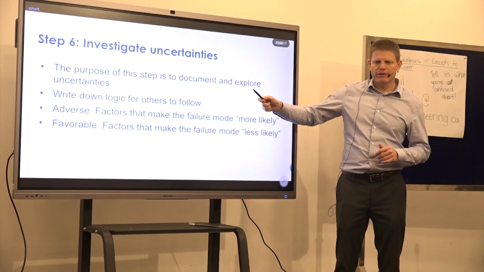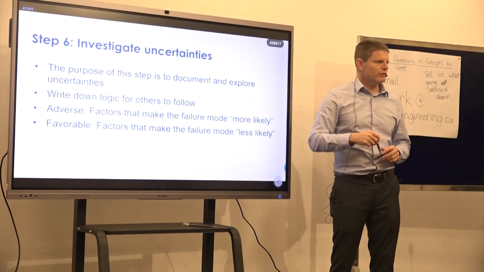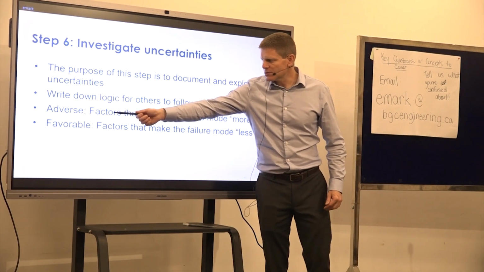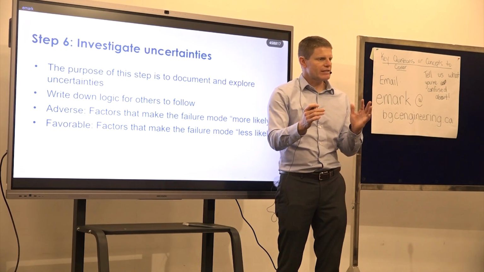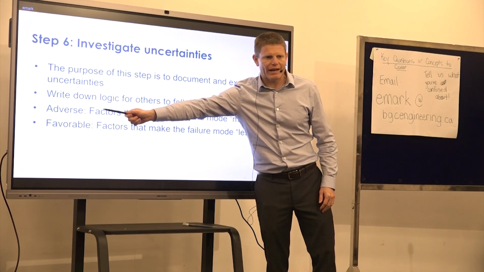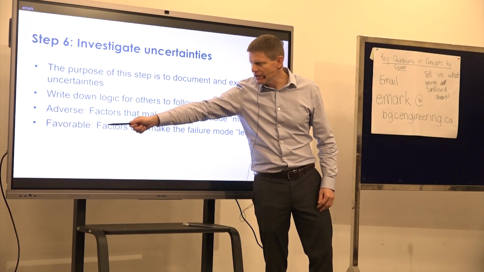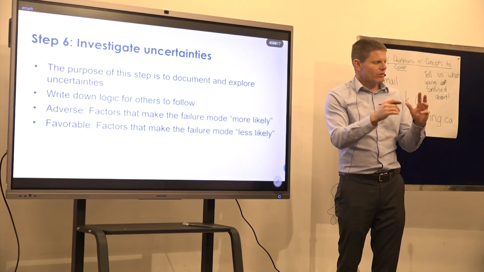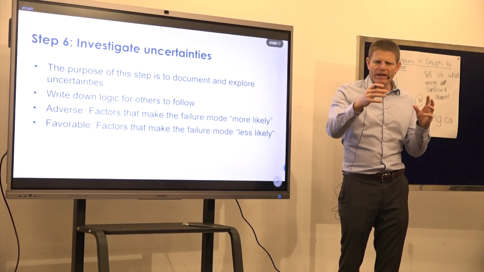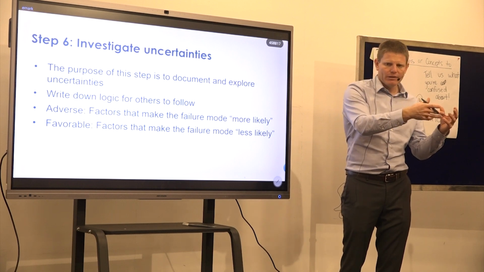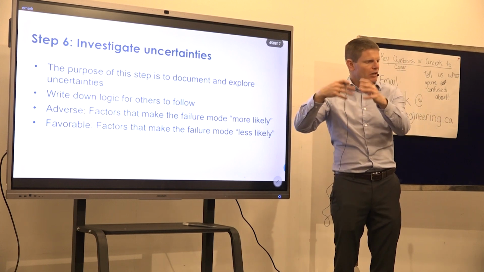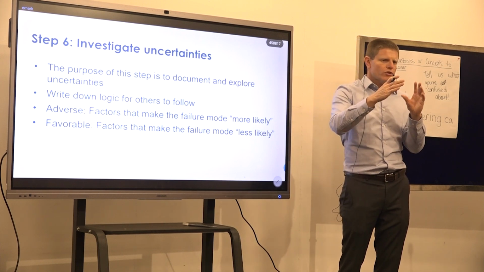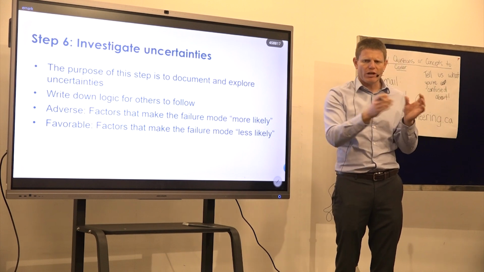Okay. We document these uncertainties so that other people who come in the future can follow what we've done. And the way that we do this, the simple way, is we separate our uncertainties into two categories. We call one category the adverse factors and the other the favorable factors. So adverse are the factors that could make this failure mode more likely to happen. And then the others are things that could make it less likely to happen. Okay? So you start to try to understand, is this actually possible or not possible?